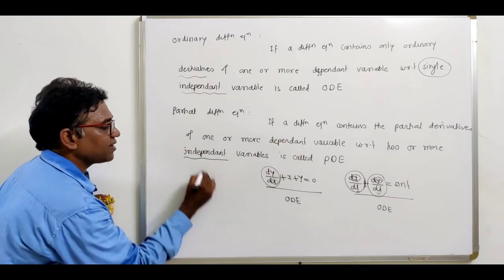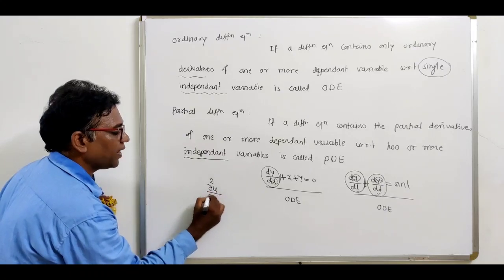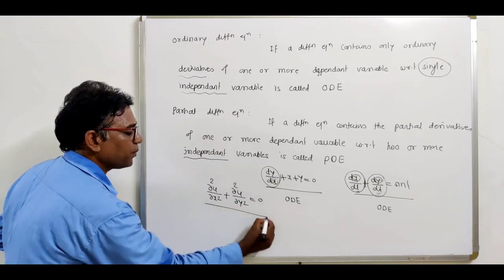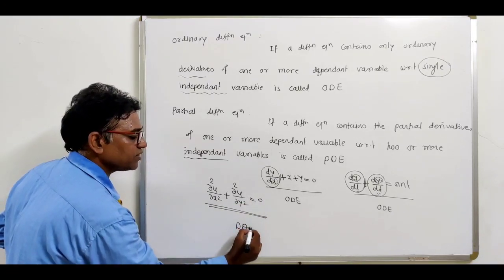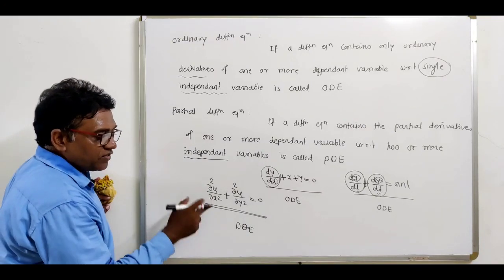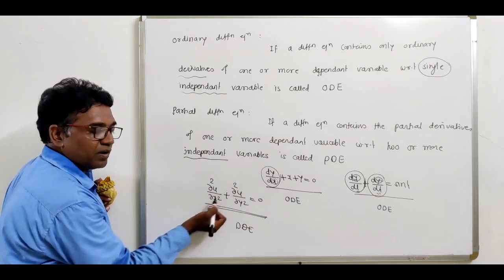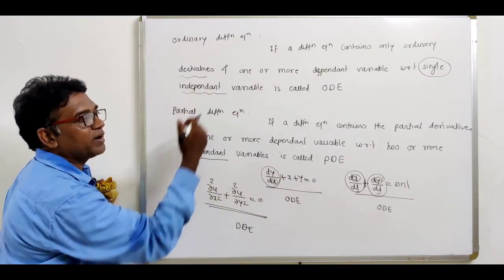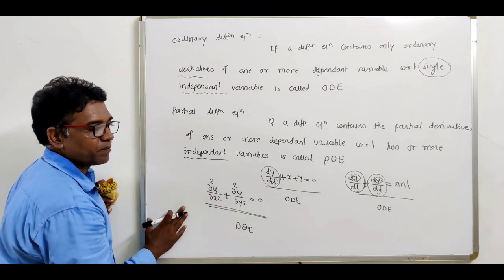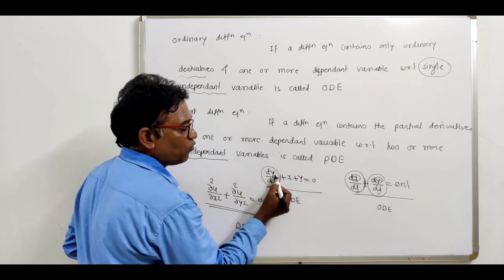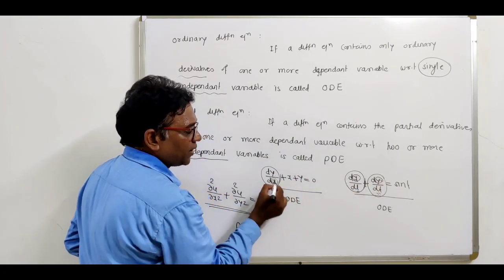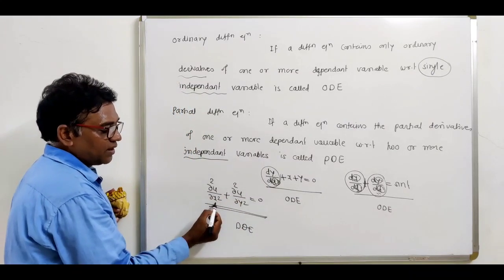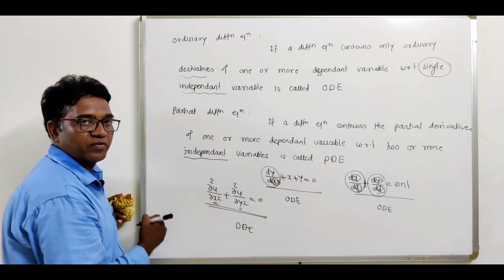For example, this is an example of a partial differential equation: del square u by del x square plus del square u by del y square equal to 0. This differential equation contains just one dependent variable, but there are 2 or more independent variables. So this is the difference between the ordinary differential equation and the partial differential equation. An ordinary differential equation contains 1 or 2 dependent variables, but there is always just a single independent variable. But in a partial differential equation, there may be 2 or more independent variables.